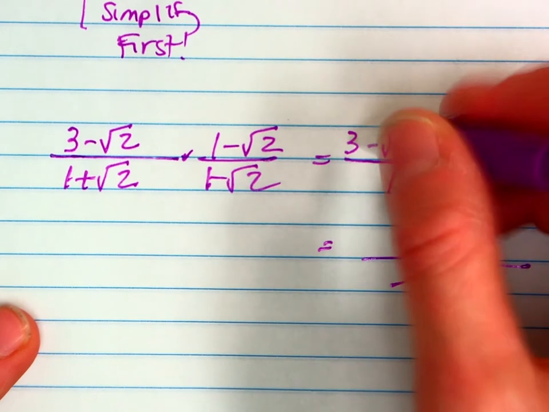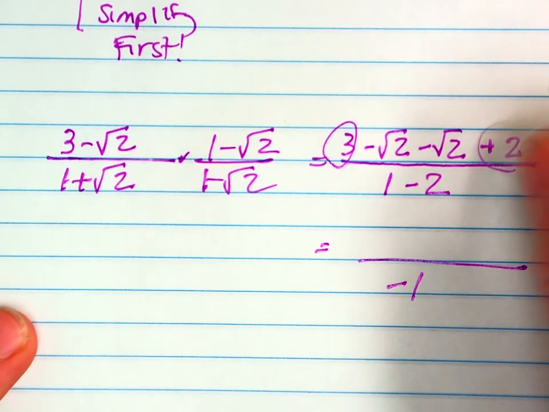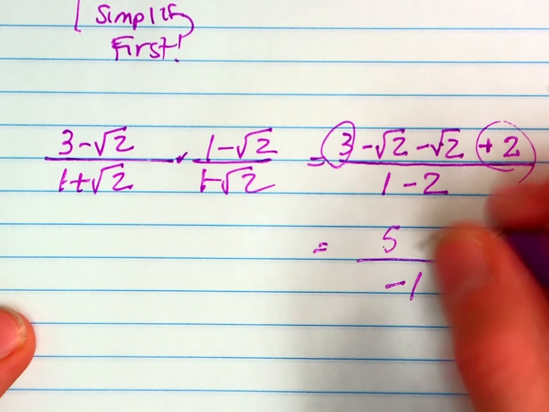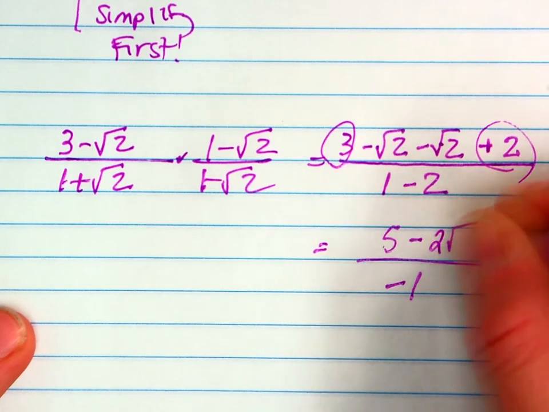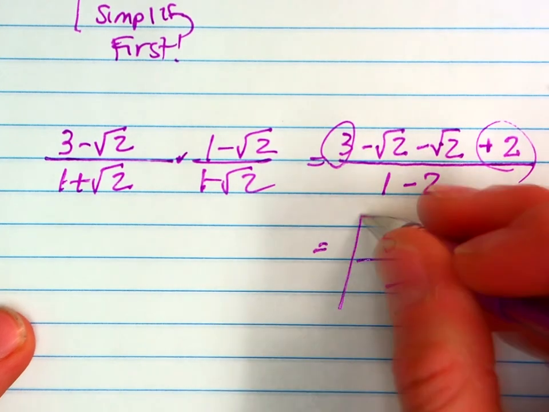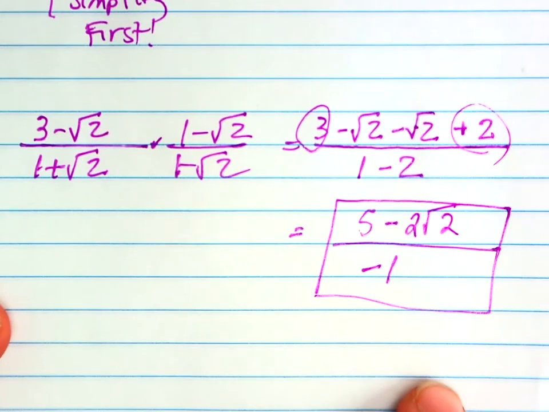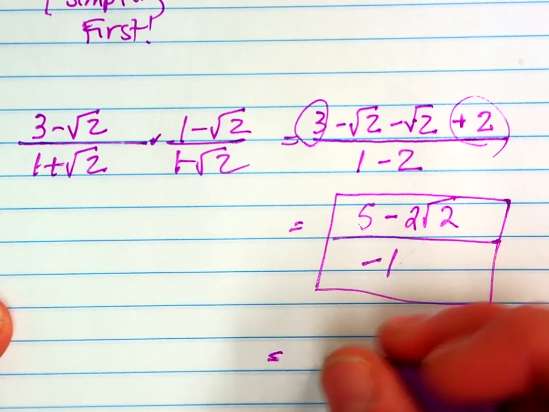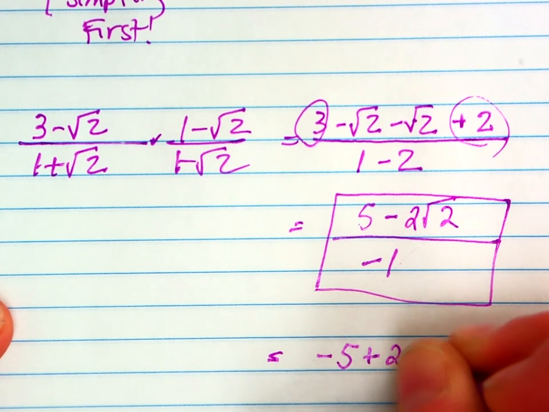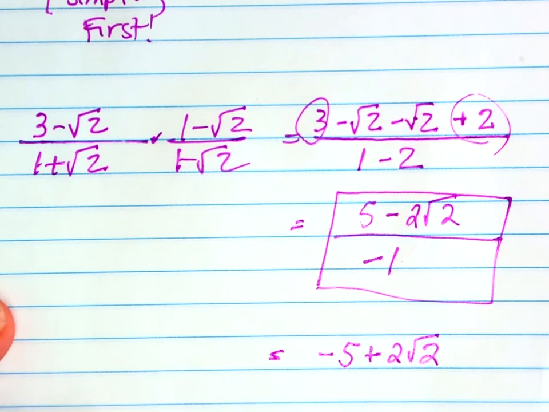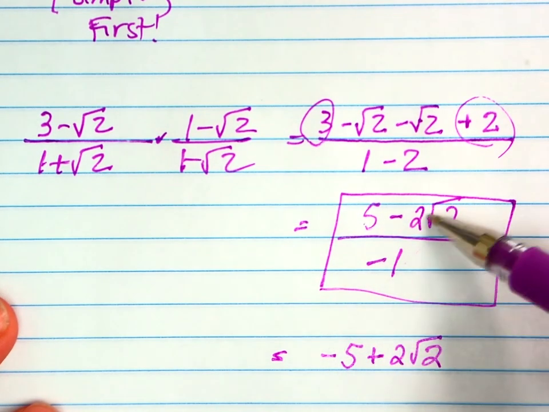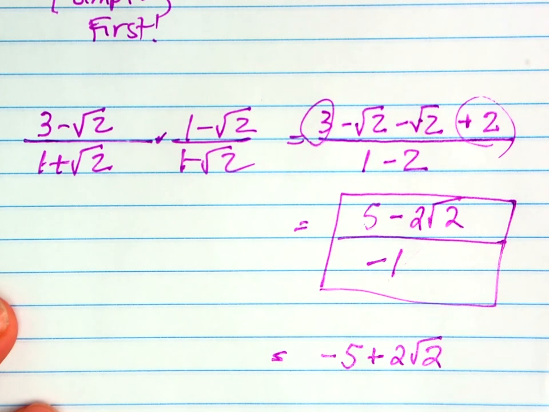In the top, I have 3 plus 2, that's 5. And I have minus square root of 2 minus square root of 2, which is minus 2 square root of 2. You can leave your answer like this, or if you want to go ahead and just divide everything by negative 1, you could also have your answer like that. 5 over negative 1 is negative 5. Negative 2 root 2 over negative 1 is positive 2 root 2.